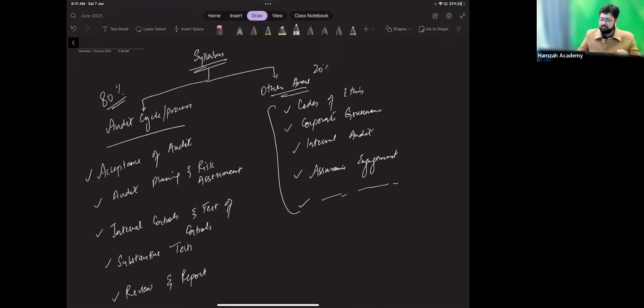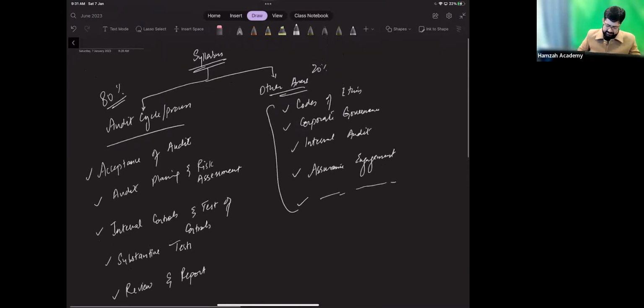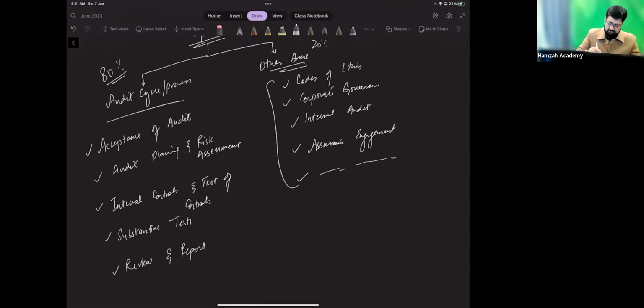Now, next point. Let us proceed further. So students, we will be starting the introductory chapter, assurance engagement, today itself.